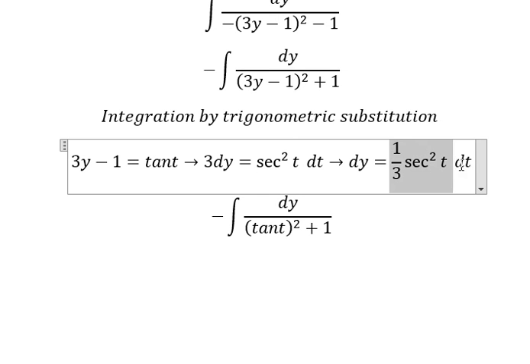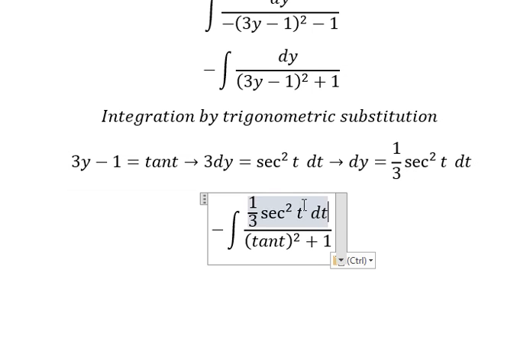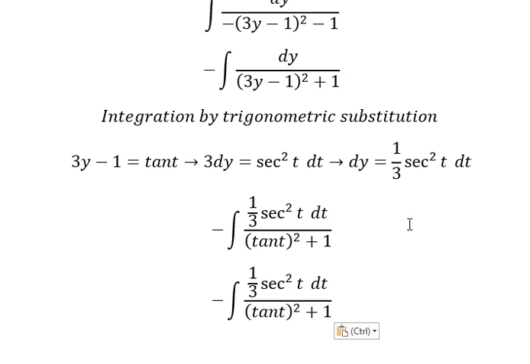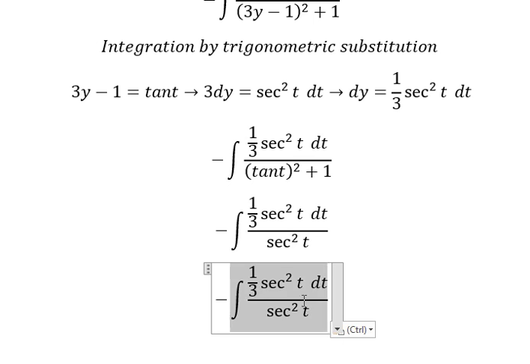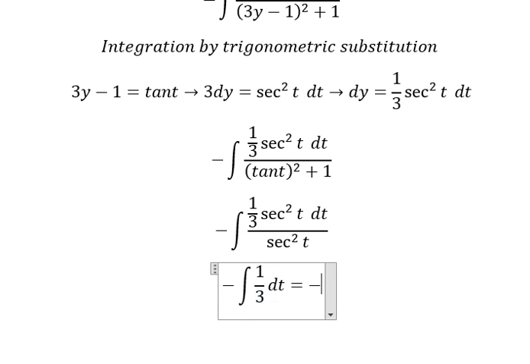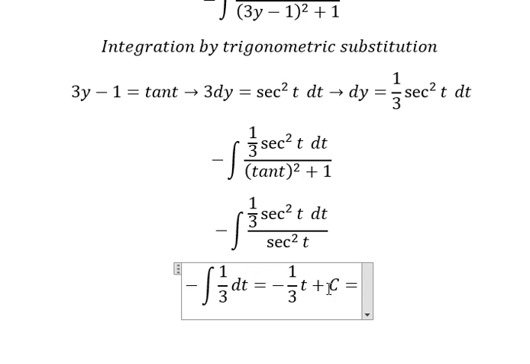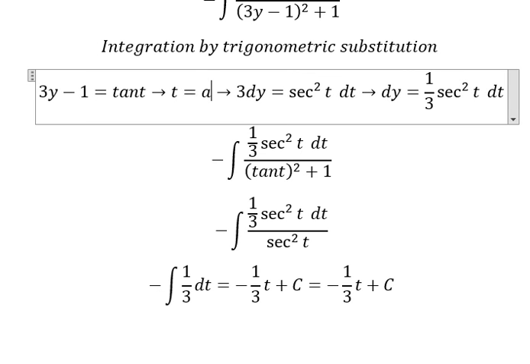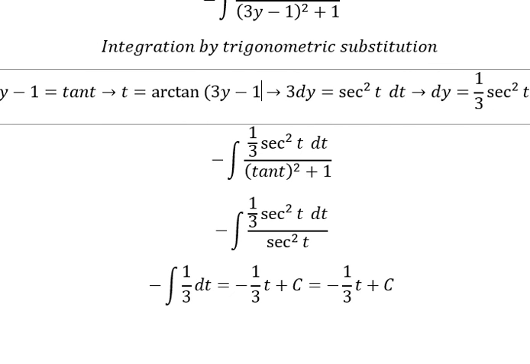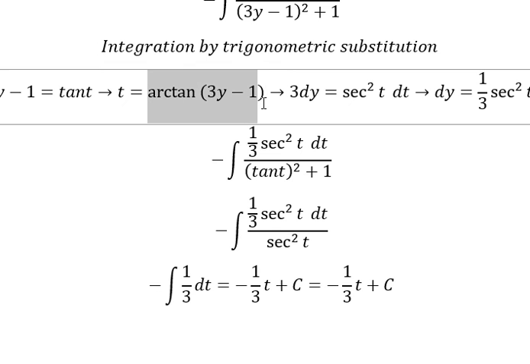Dy we change by this one. This one we change by secant of t squared. Now we have 1 over 3 in here. About t, that is about this one, so we have t equal to arctan of 3y minus 1. So I will put this one to change for t.